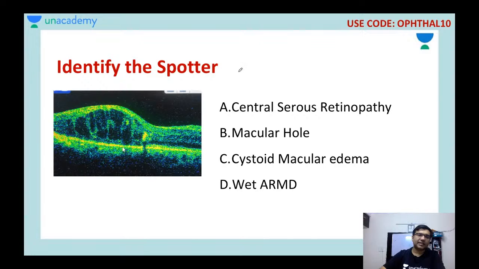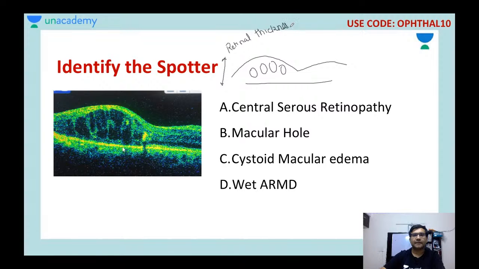So when we get the cystic spaces in the inner layers of retina and there is an increase in the retinal thickness, this is basically called a cystoid macular edema. Okay, so this is basically a cystoid macular edema. Chalo. Let's move to our next question.